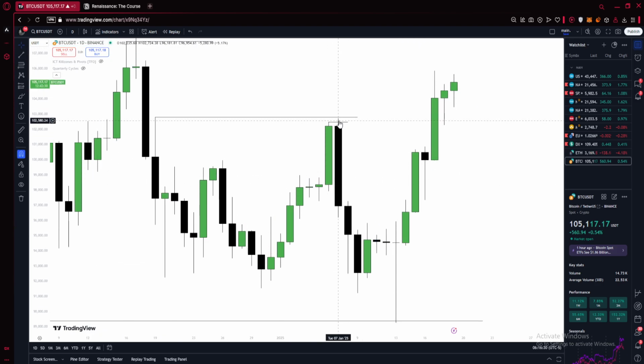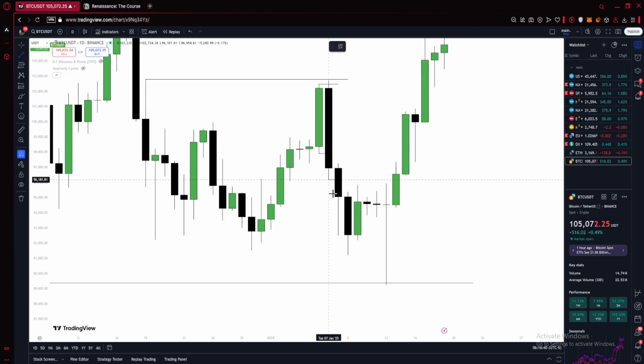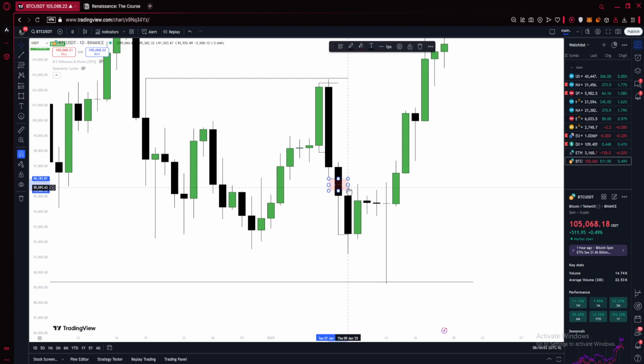Tuesday sweeps this high, sweeps Monday, continues lower, closes below Monday's candle, closes below Tuesday's candle. This one doesn't close, so we start accumulating again. Friday taps this gap, right there. Bam, boom. Saturday, Sunday, Monday, bam.